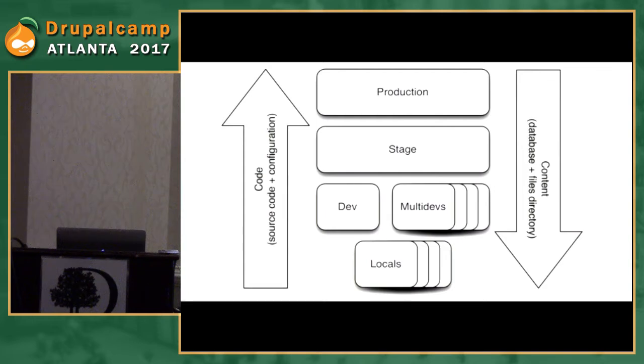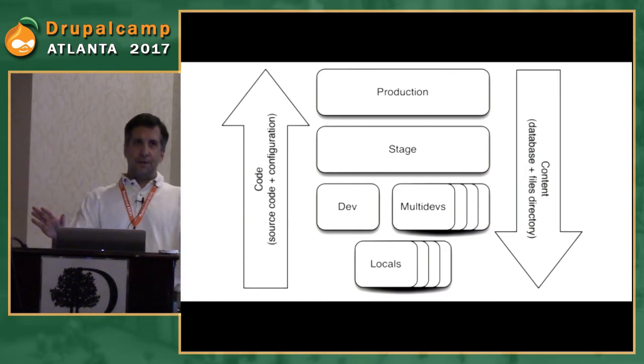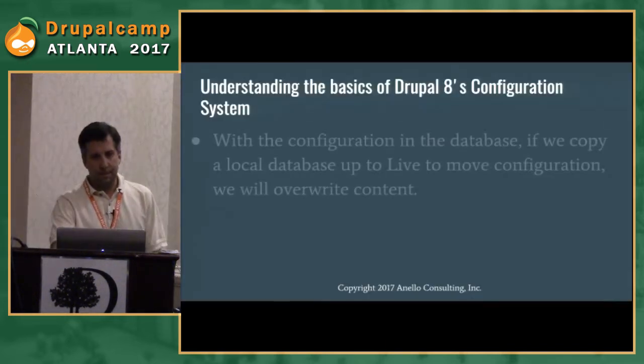The Drupal 8 config system, in a nutshell, takes the configuration that by default is stored in your database and moves it to code. Once it's in code, you're in Git land, you can push, you can pull, you can go up your chain there. Everybody clear on kind of that basic so far? Okay.